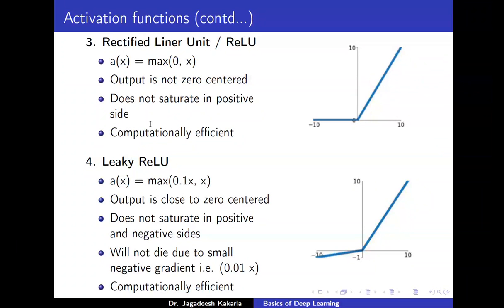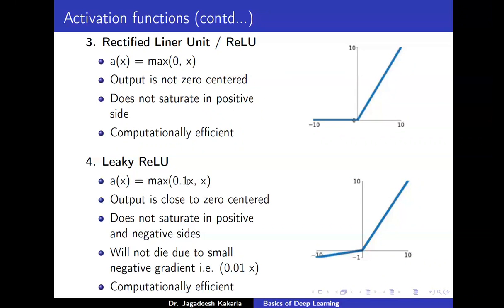Now people have identified the drawback of the ReLU, because it is saturated on the negative side. To overcome that, in the leaky ReLU, what they have done is they have computed the max of 0.1 times x and x.